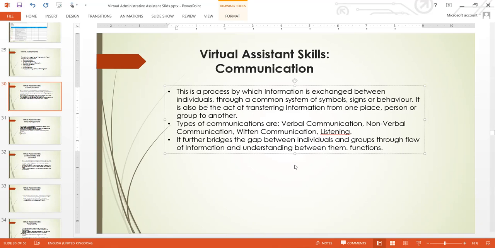And to communicate effectively, there are so many methods or types. Like we have verbal communication, non-verbal communication, written communication, and listening. These are the various approaches or mediums through which we can communicate to one another. It bridges gaps between individuals and groups through the flow of information and understanding.